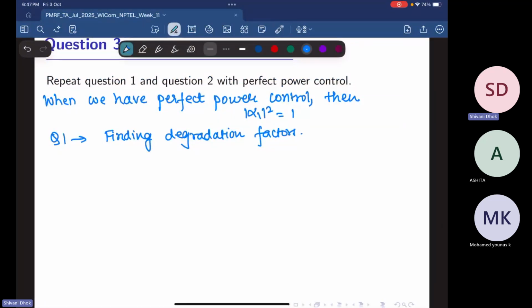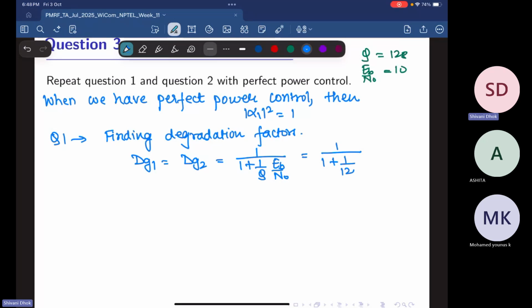So we get DG1 equal to DG2, which is equal to 1 upon 1 plus 1 by Q into EB by N naught. So this comes out to be 1 upon 1 plus, let me just write it down, Q was 128 and EB by N naught was 10. So this comes out to be equal to 0.92753 in linear scale, and this is equal to minus 0.32672 dB.